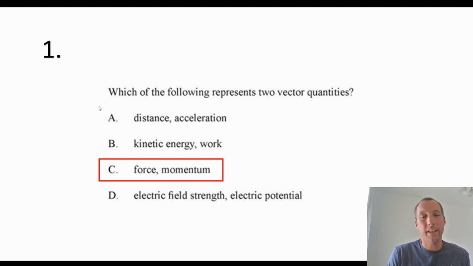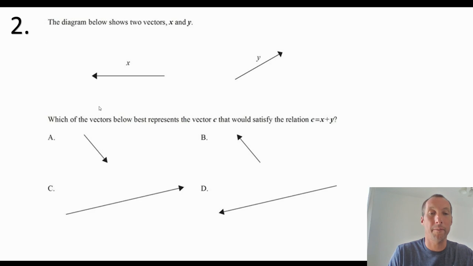Anything related to energy is always scalar, so kinetic energy and work are scalar quantities. The two at the bottom are things you've not really come across at GCSE, but hopefully by the fact that you knew about forces and momentum, you chose C.